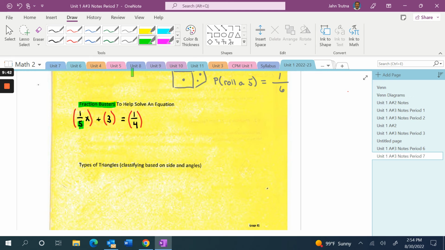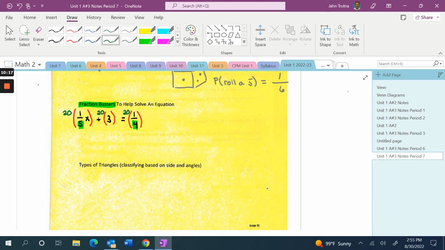Now, let's look at the fractions. I have a 5 in the denominator. I have a 4 in the denominator. What is the lowest common denominator between 5 and 4? 20. Please write that number outside each one of the parentheses. So fraction busters, first step, put parentheses around each individual part of the equation. Second step, outside each one of the parentheses, write whatever the common denominator is.